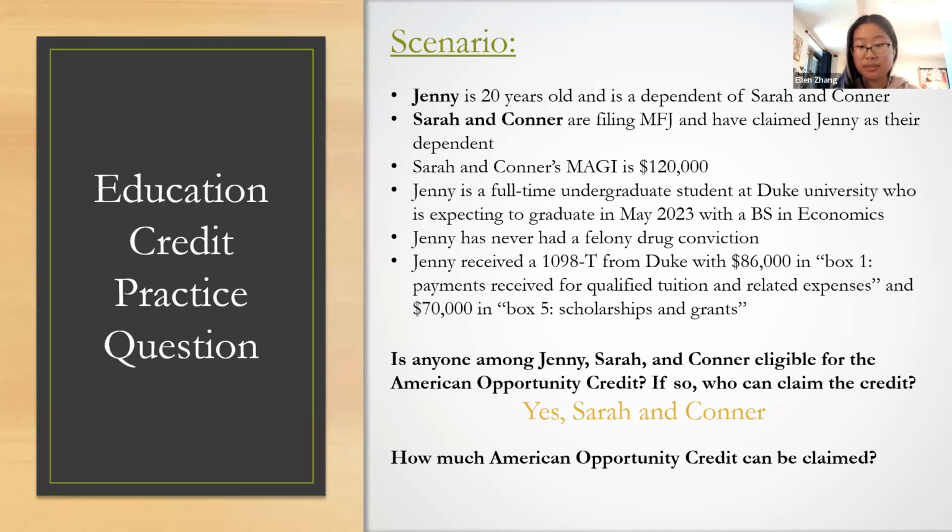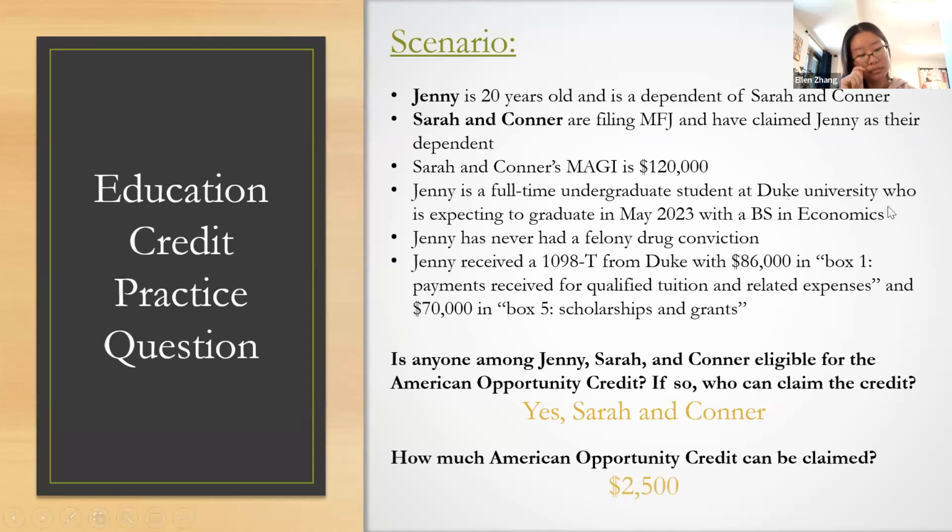The limit for the American Opportunity Credit is $2,500. And what we saw in the previous slides about the benefits was that you need at least $4,000 in qualified educational expenses to receive the full American Opportunity Credit. Since Jenny has $16,000 of qualified educational expenses, we can confidently say that Sarah and Connor will be able to claim the full credit. So they'll be able to claim the entire $2,500.